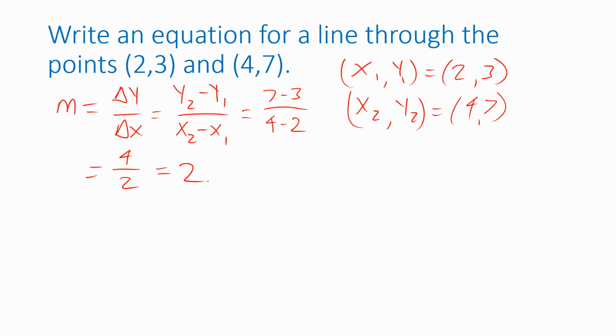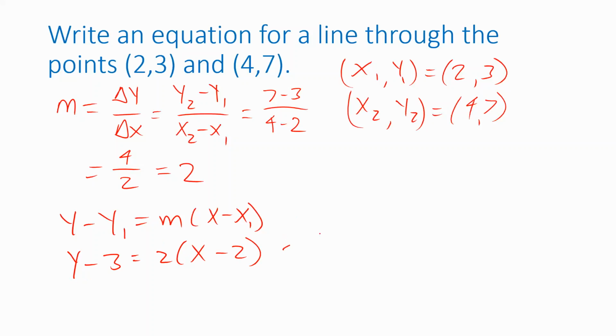And then I said I'm going to use the point slope formula. y minus y1 equals m times x minus x1. And it's a good idea to write this formula down every time you use it. It'll help you remember it. Now I just need to plug things in. My y1 is 3, m is 2, and x1 is 2.